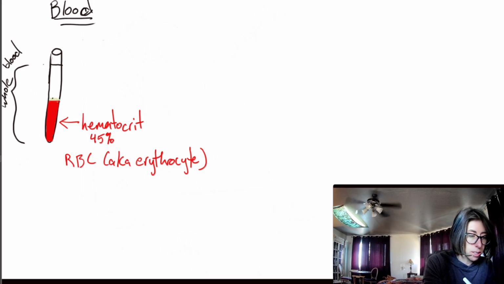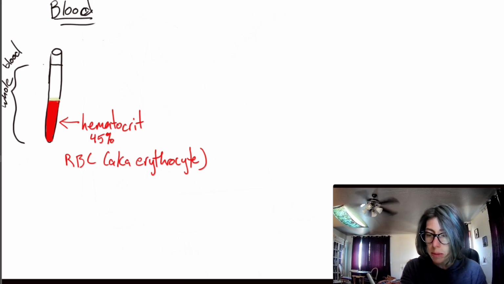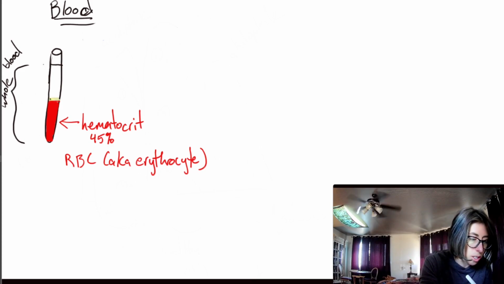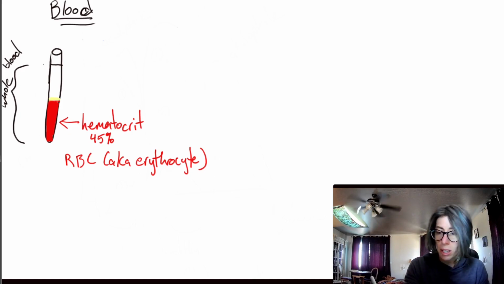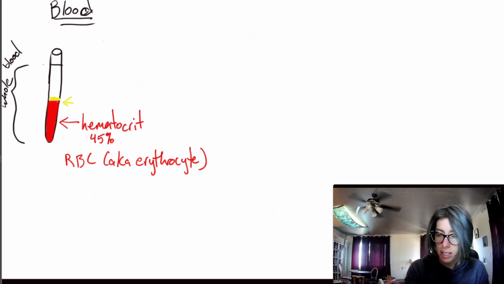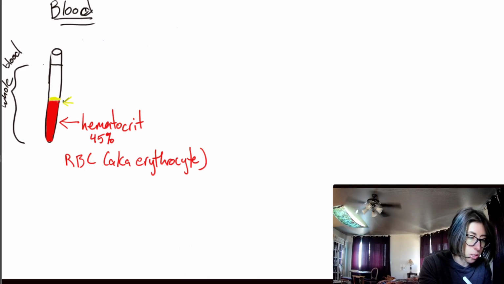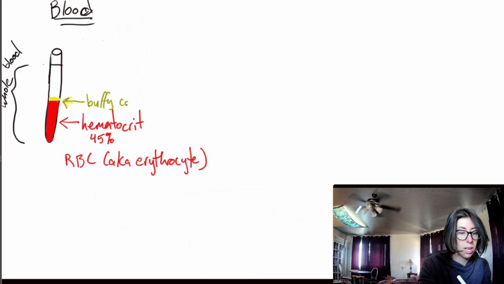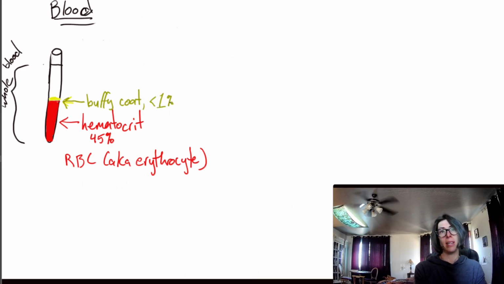And let's see, that's hard to see. Let me make that a little darker here. I'm just going to make it yellow, but the truth is it looks white. And we call this the Buffy Coat. Still really can't see that, so. Okay, so this kind of milky layer we call the Buffy Coat. That's going to be less than 1% of the total blood volume. And this is going to contain your white blood cells and your platelets.